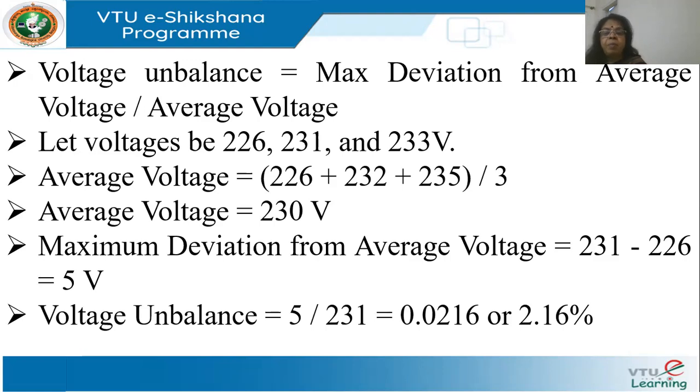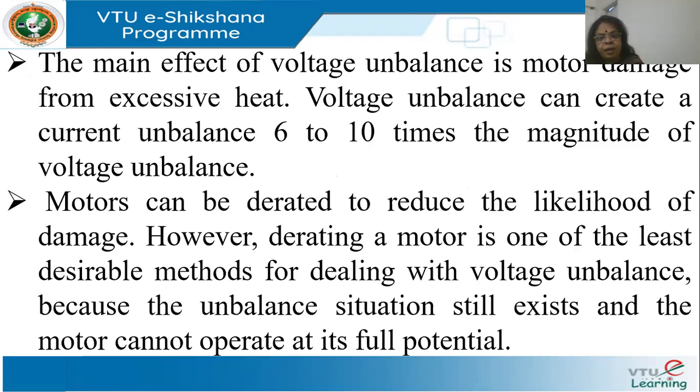Now, voltage unbalance can be measured as follows. I need a number to quantify: the maximum deviation from average voltage divided by the average voltage. Average voltage means of all the three phases. Supposing my voltages are 226, 231 and 235. I get an average voltage of 230 volts. Then the maximum deviation you find out from the average and you calculate the voltage unbalance. So it is around 2.16%. This measurement is very simple, right? I measure the voltages in all the three phases, take the average, find out the deviation and take it as a percentage of the average.